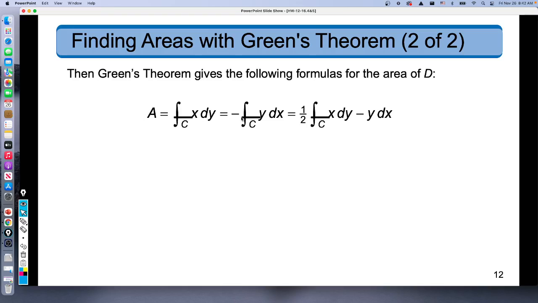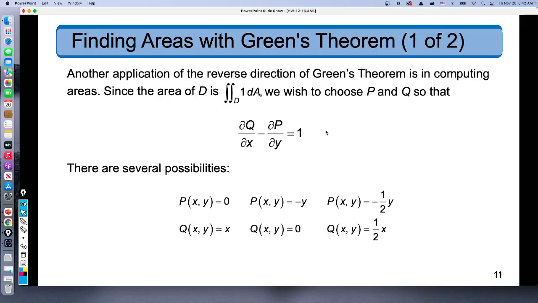Okay, we could have a minus, so they bring the minus out of y dx. That was that second one, and here's the third one where we have basically 1/2 (x dy minus y dx). Those are the 3 different cases, and what those will do is give us these partials will be equal to 1, so we could use it in any case where we're finding area.